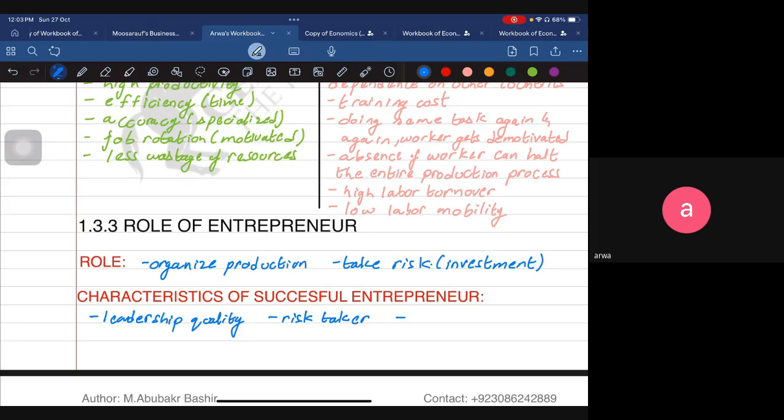Then he also obviously needs to be creative or innovative. He needs to be a good communicator. So there are a lot of points that you can write here. These are the four things that I have written.